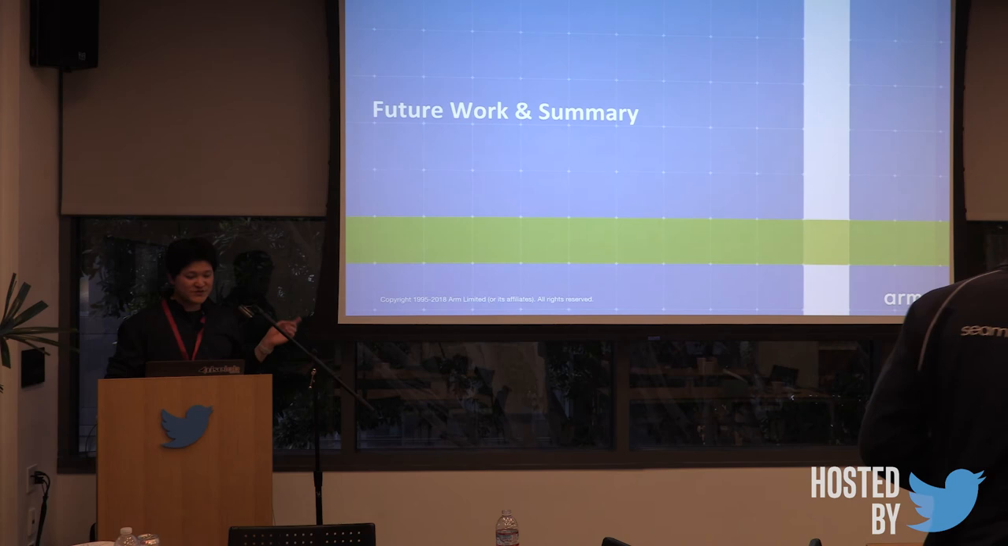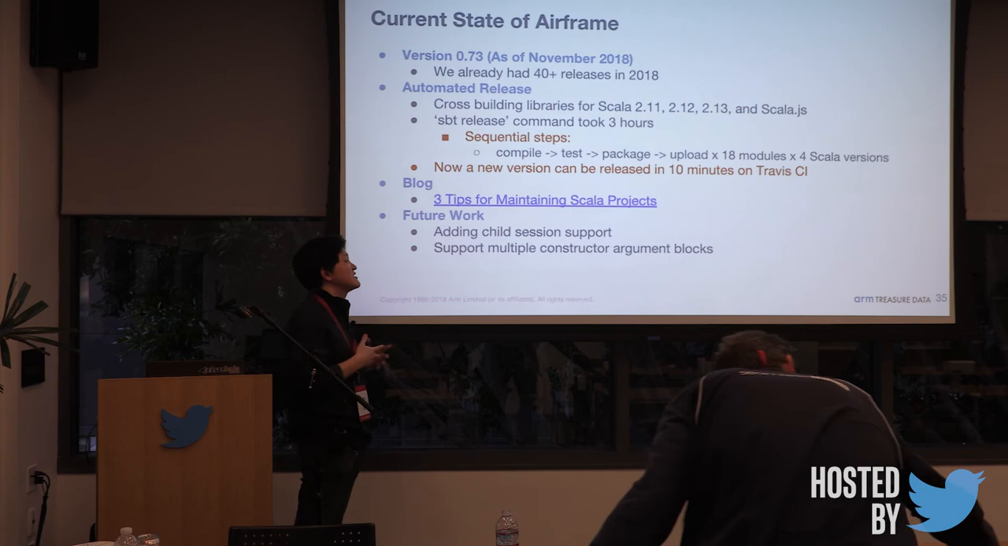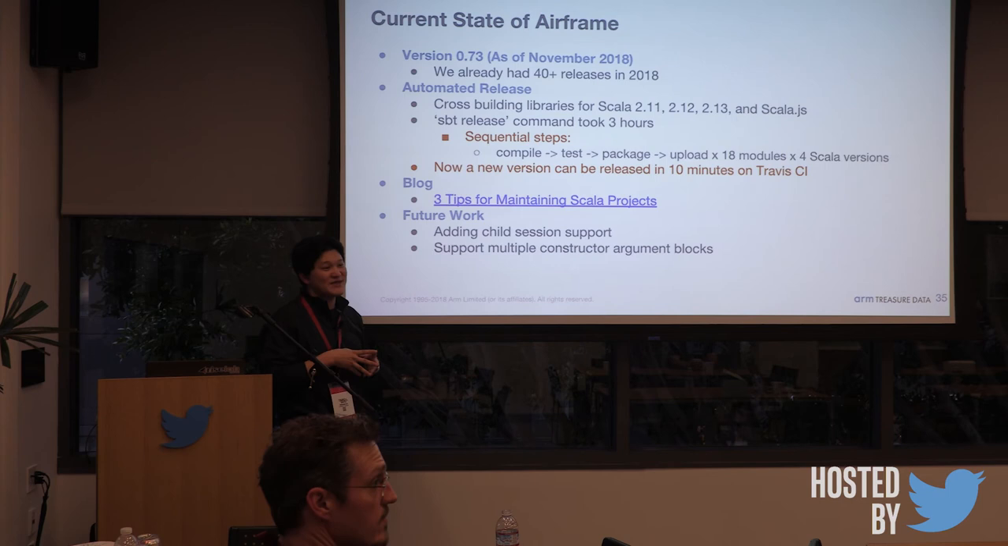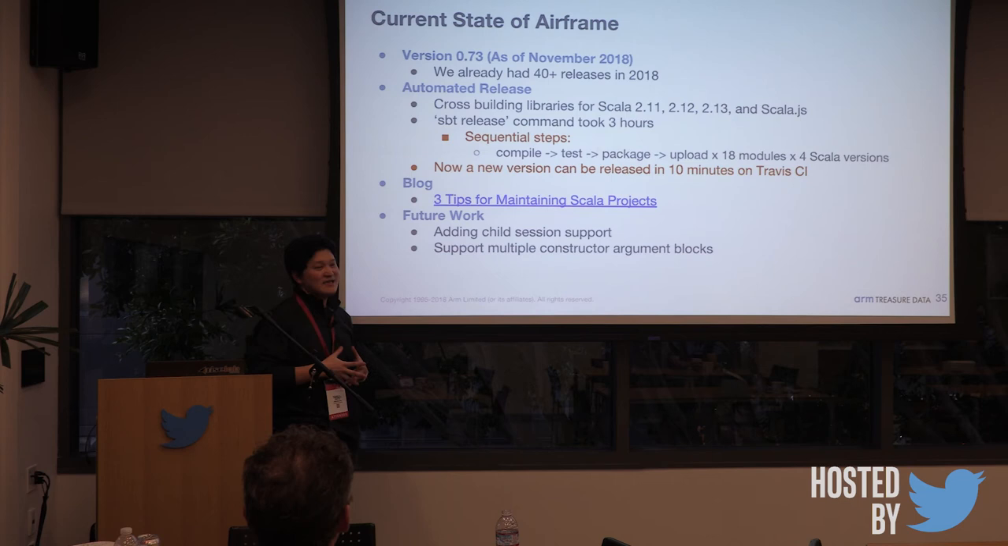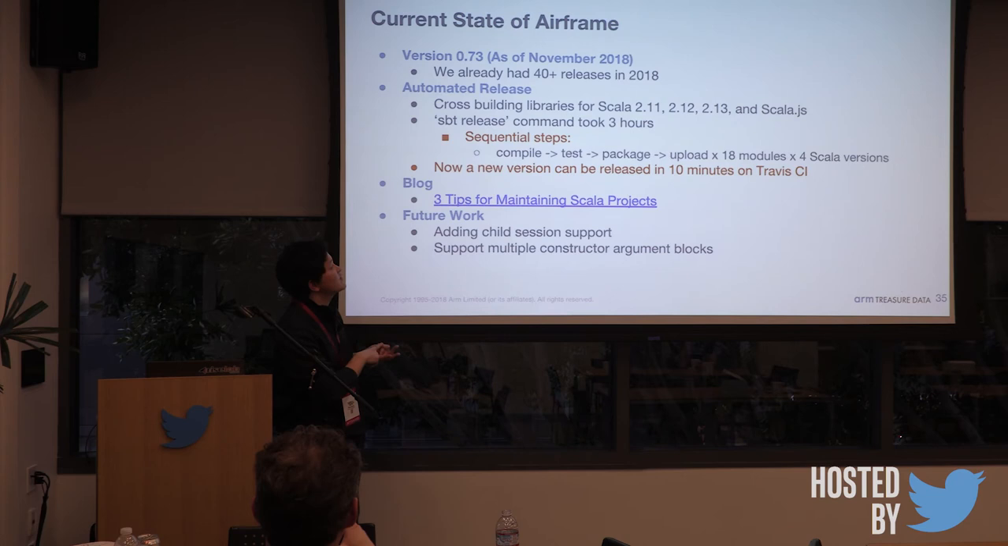For future work and summary, the current version of Airframe is 0.73 as of this month. We already had 40 plus releases. Mostly, there will be almost no API change, just minor fixes. The reason we are having so many frequent updates is Airframe has 18 modules. We need to add a lot of functionality to other modules rather than dependency injection. And we are also building Airframe for Scala 2.11, 2.12, 2.13, and Scala.js is also supported by Airframe.